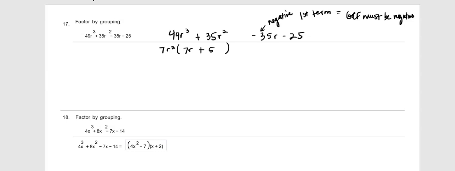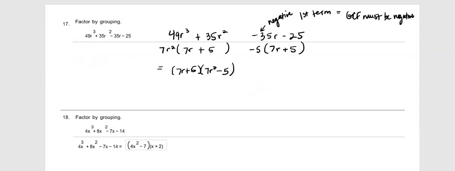So 35 and 25. 5 is the GCF. However, the leading term is negative 35r. So that means that our GCF will not be just 5, but it will be negative 5. And when we factor out negative 5, that leaves us with 7r plus 5. So our answer includes the common binomial, 7r plus 5, and then our second binomial includes the 7r squared and the minus 5.